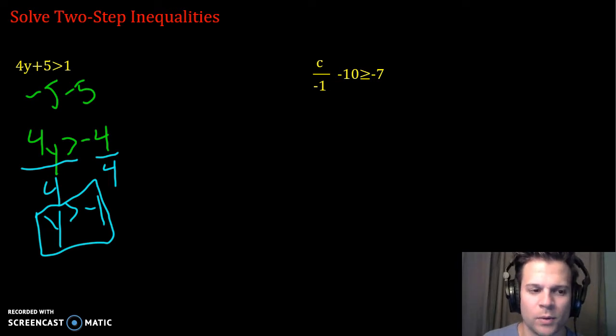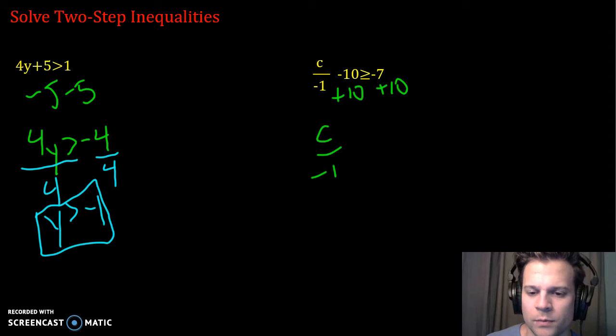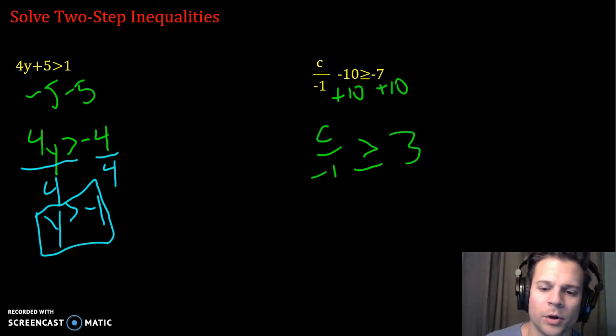C over negative 1 minus 10 is greater than or equal to negative 7. So we're going to go ahead and move this negative 10 over first. And the opposite of negative 10 is plus. C over negative 1 is greater than or equal to negative 7 plus 10, which is 3. And then we're going to move this negative 1 and do the opposite of what we see, which is to multiply.